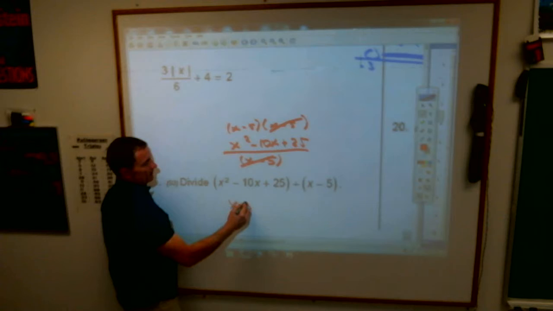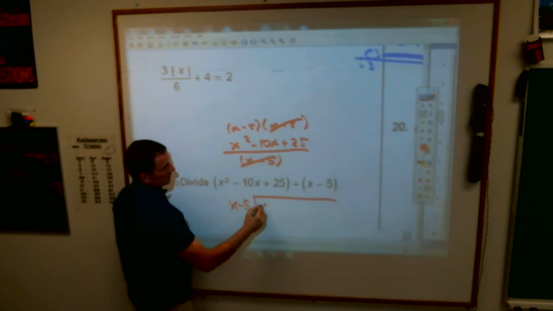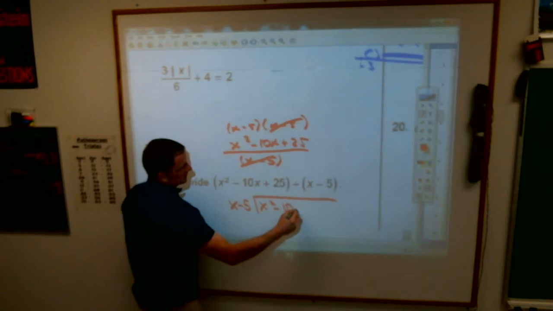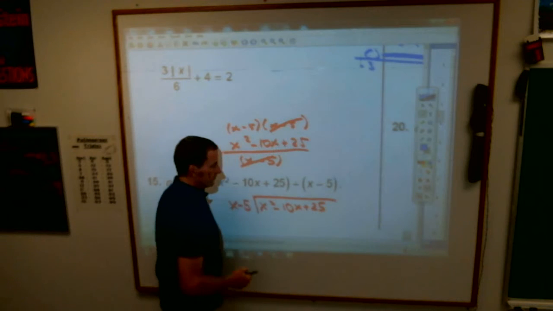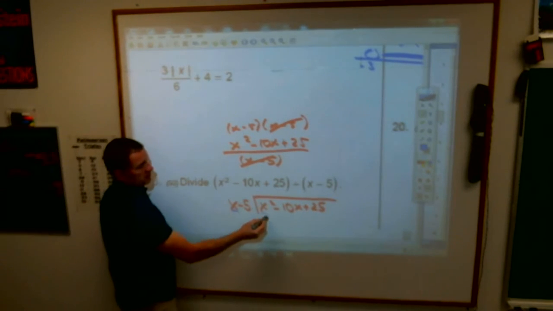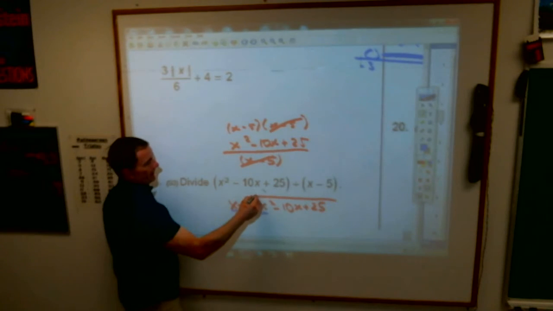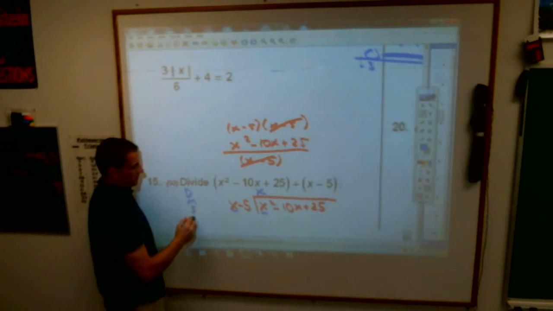Write this out like a division problem. X squared minus 10x plus 25. And then it's just like division. What times x gives you x squared? X. And then you have to multiply, divide, multiply, subtract, bring down.